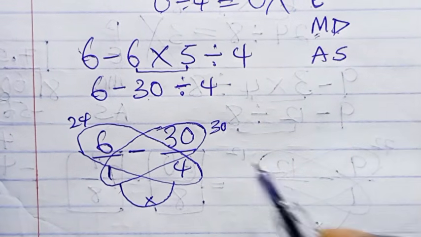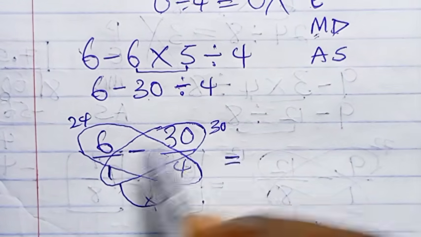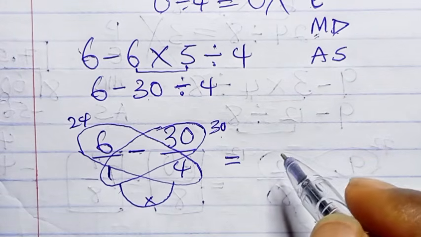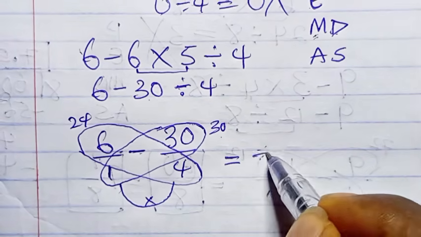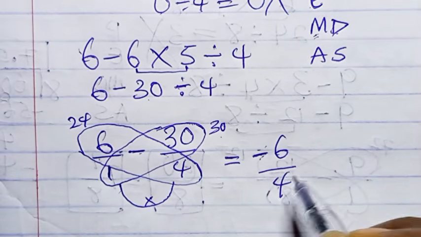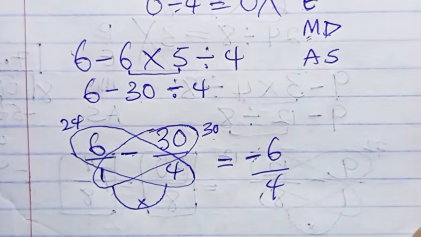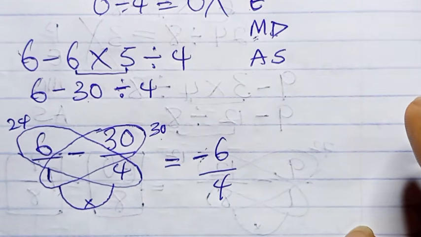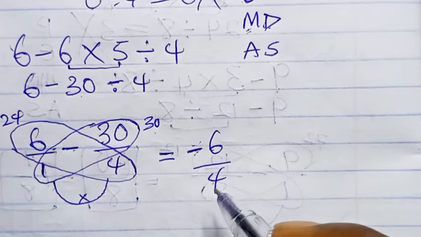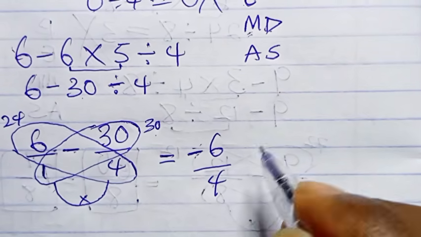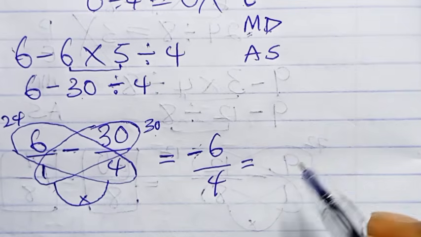Okay, so now 24 minus 30 is going to give us minus 6, over 4 times 1 is 4. So we have minus 6 over 4. Now I think this is an improper fraction, so we can change it to a mixed fraction.